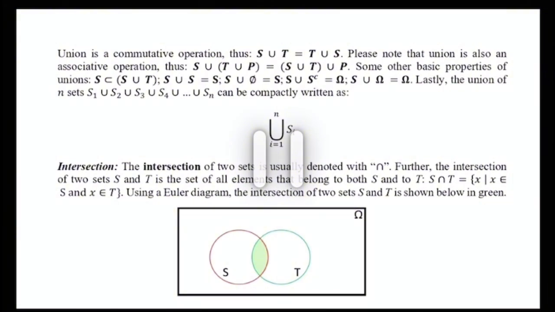The intersection, I need to look at the definition here. S intersect T is going to read as X is from S and X is from T. That is, they have something in common, which is the area that is shaded. That's an intersection. That's what they have in common.